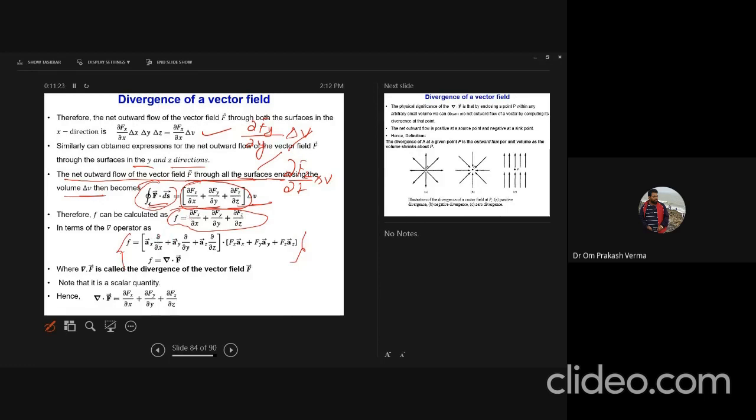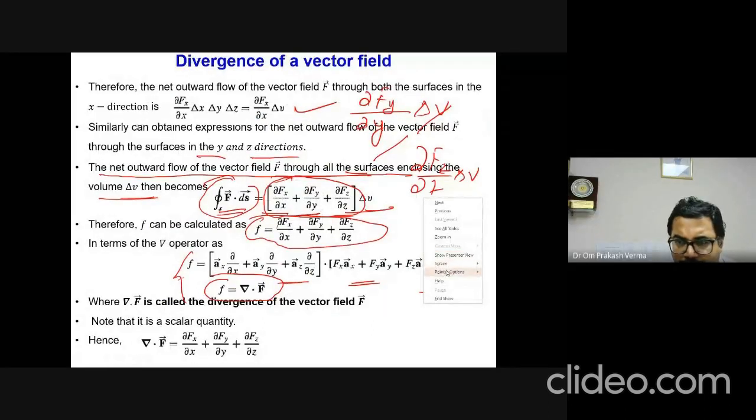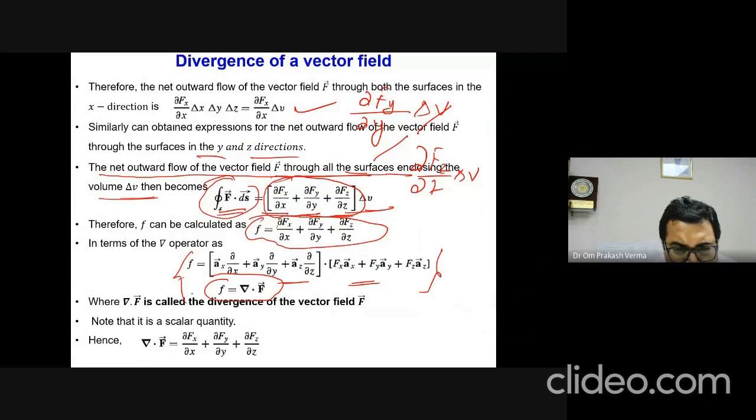We already have seen this equation in the previous class. So we can simply write this as the del operator dot F, del dot F. So this is simply del dot F, right?